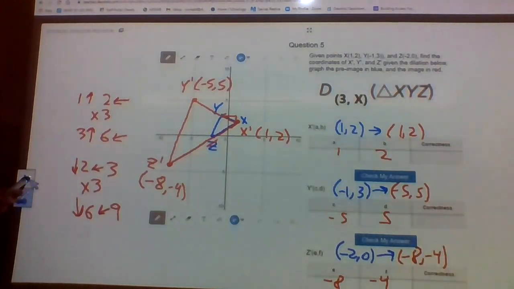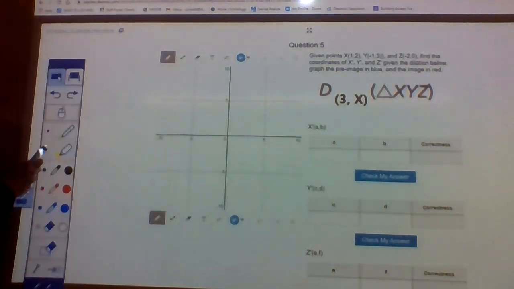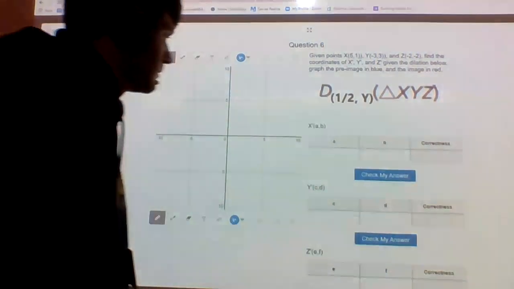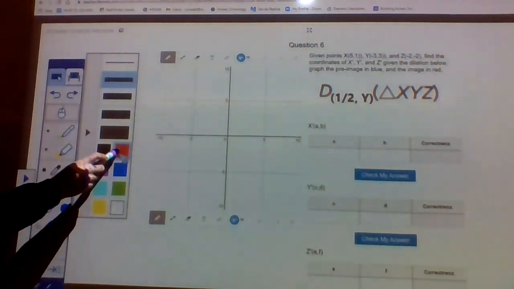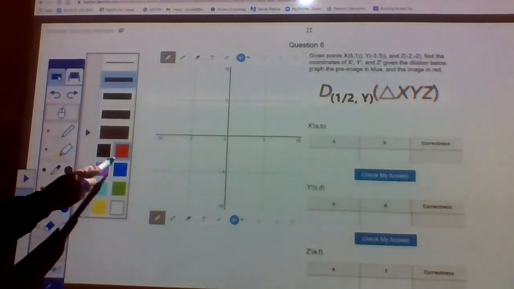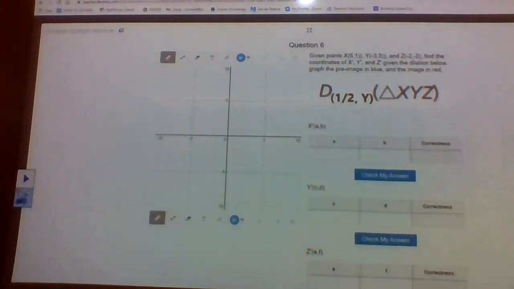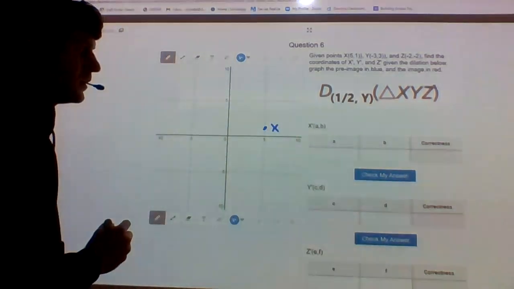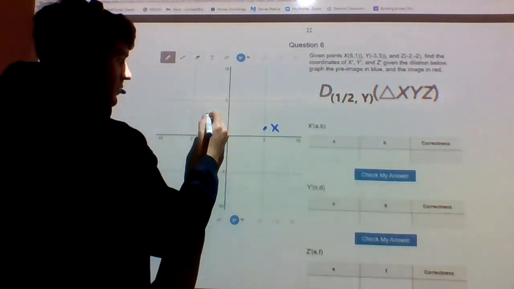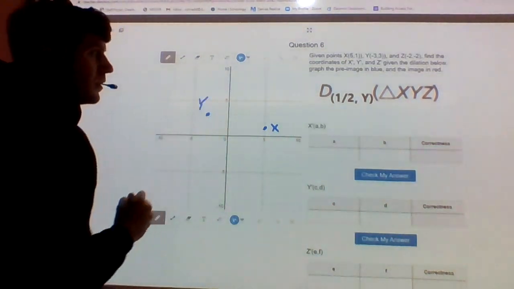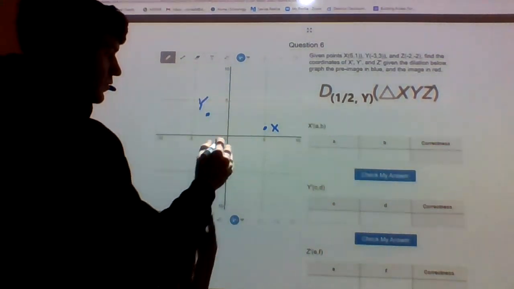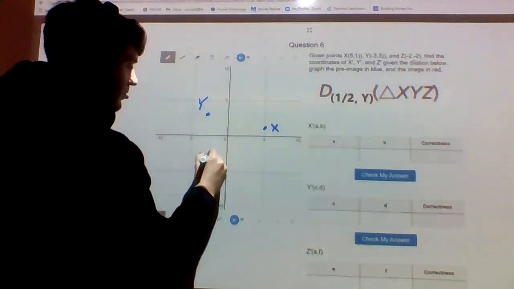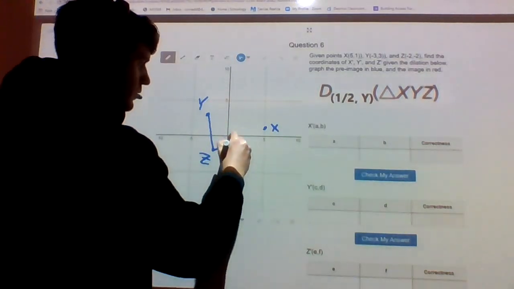So next question here. We're going to do blue as the original. Right? So our original points are 5, 1, negative 3, 3, and negative 2, 2. Negative 2, negative 2. So there's our original triangle.